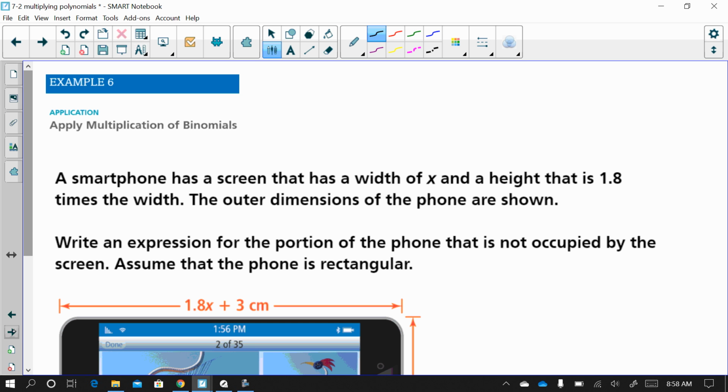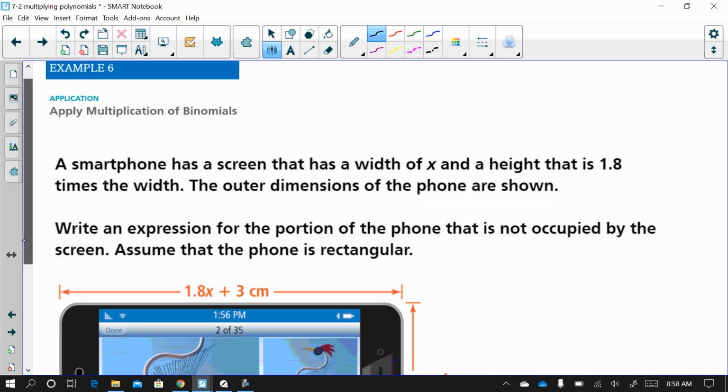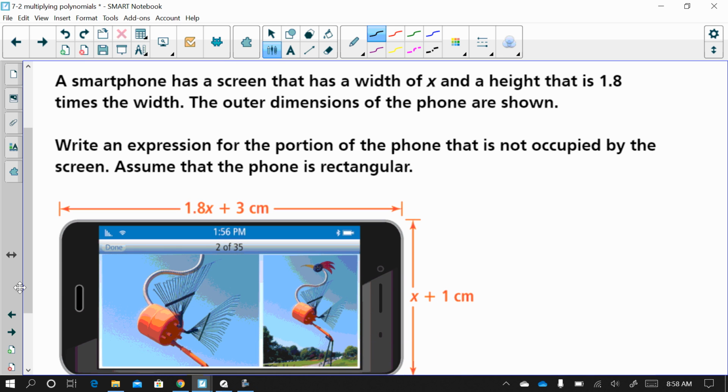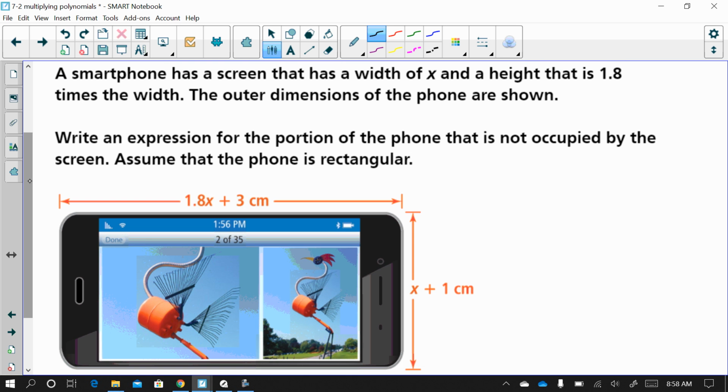Now we're going to do an application problem. Word problem here, yay! A smartphone has a screen that has a width of x and a height that is 1.8 times the width. The outer dimensions of the phone are shown. Write an expression for the portion of the phone that is not occupied by the screen. Assume that the phone is rectangular. We know that the screen has a width of x, so I'm going to label that, and it has a height that is 1.8 times the width, so this is 1.8x.